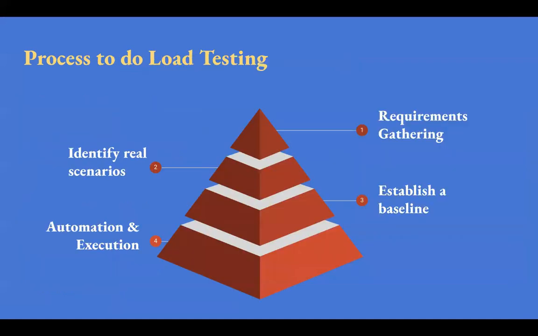Process to do load testing. Here are a few steps that you can follow to perform load testing. First is requirements gathering. During discussions on project requirements, identify the key performance indicators for load testing which are important based on your application. For example, number of users, response time, requests or hits per second, throughput, memory utilization, CPU utilization, etc.